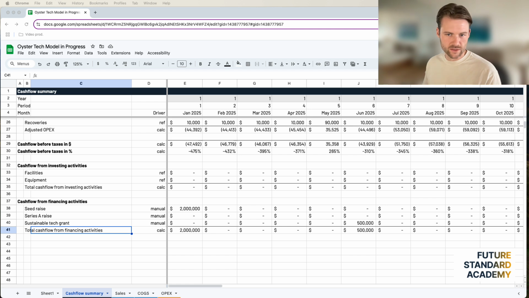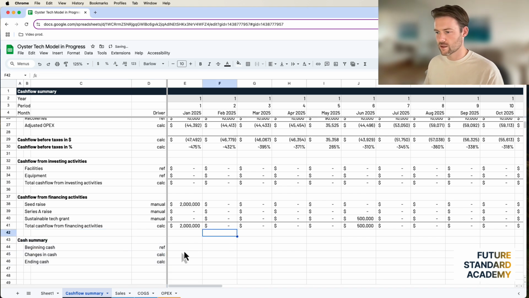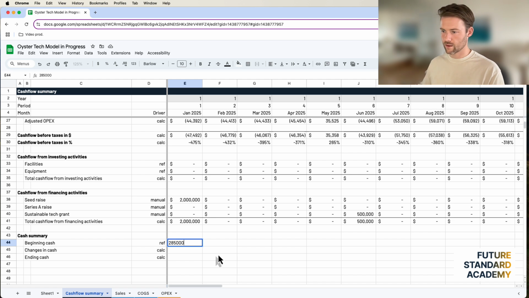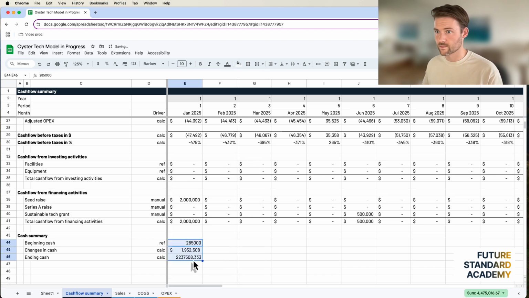And that's almost it, folks. Last thing here, cash summary. We got to do one more thing, and that means, where are we starting at? So I assume they had 285,000 in the bank. What is the change? It's going to be the sum of cash in from financing, cash out for investing, cash in or out for operations. So they get this big injection right at the beginning.